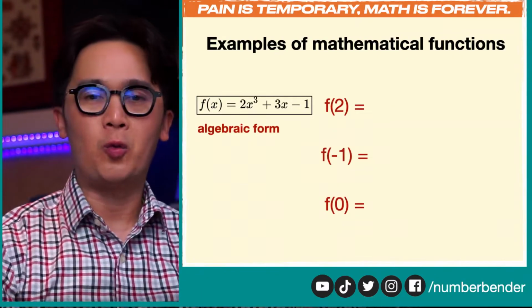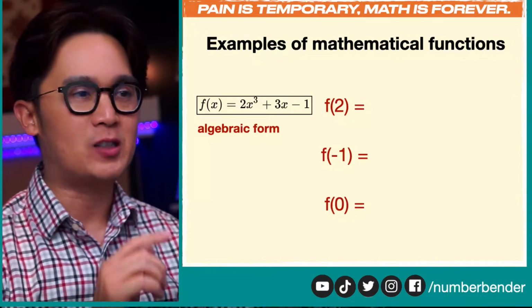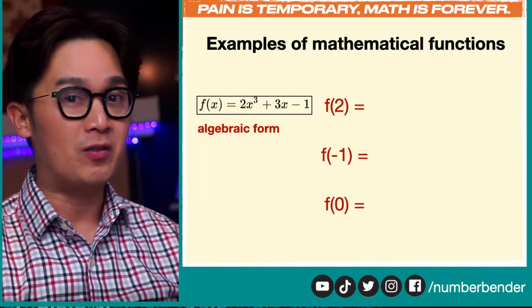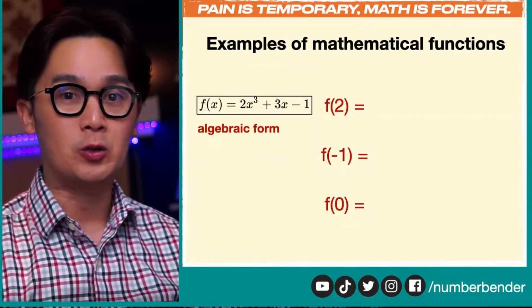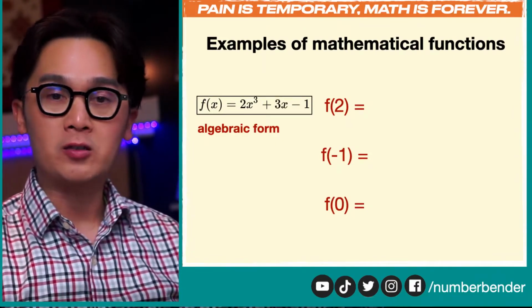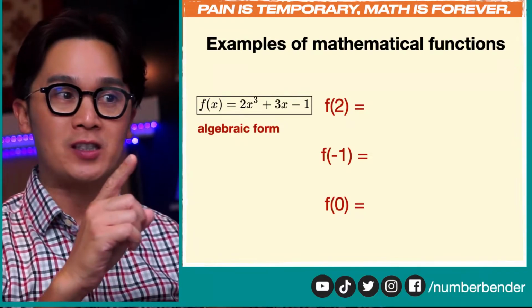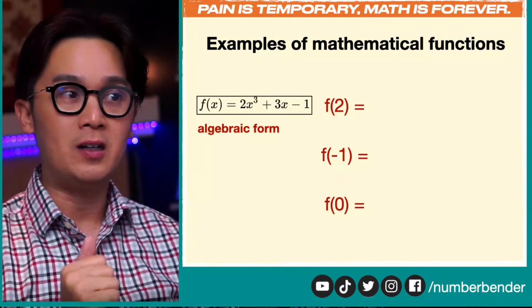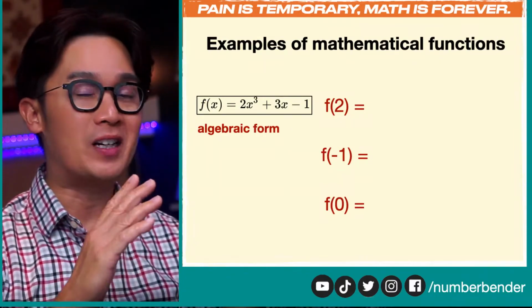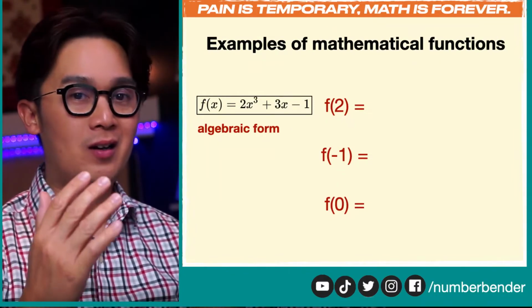So let's work with an algebra problem like this one. If we're going to look for f of 2, f of negative 1, and f of 0, given that f of x is equal to 2x cubed plus 3x minus 1, this is going to be straightforward because all we need to do is to substitute the value of x, which is in this case 2, negative 1, and 0, to our f of x so that we can find the value of f of x, also known as the y in our function.